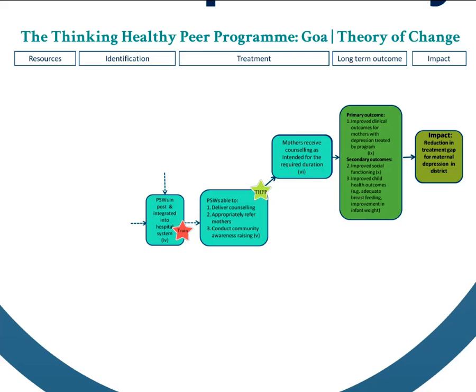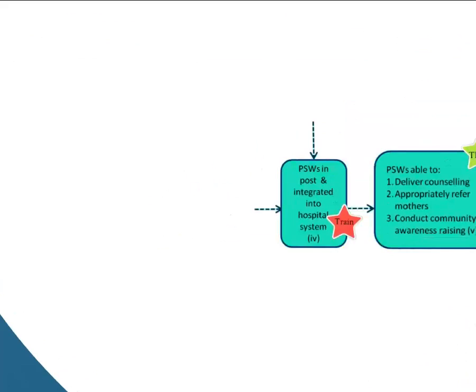And if you look across the pathway, you can see kind of vertical phases of the programme almost. So the resources you need to put into the programme, identifying women, the treatment they receive, the outcomes you achieve, and the ultimate impact you're working towards.